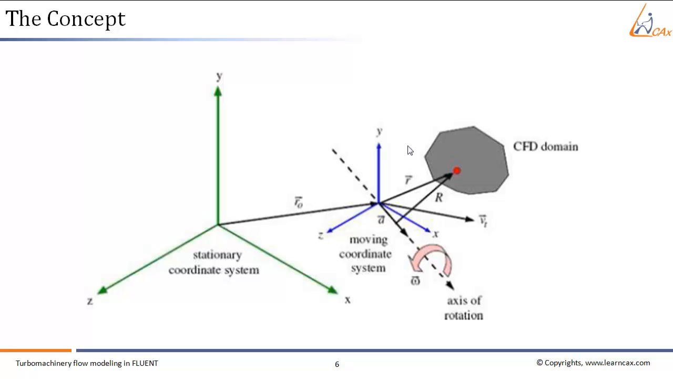So let us try to visualize how the transformation of the stationary frame to moving frame takes place. Imagine a stationary coordinate system which is shown in green. So this is our stationary coordinate system which is shown in green, this particular coordinate system.